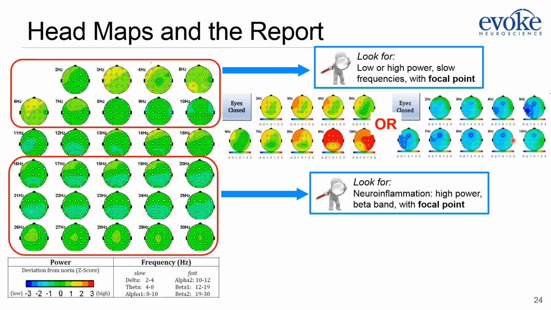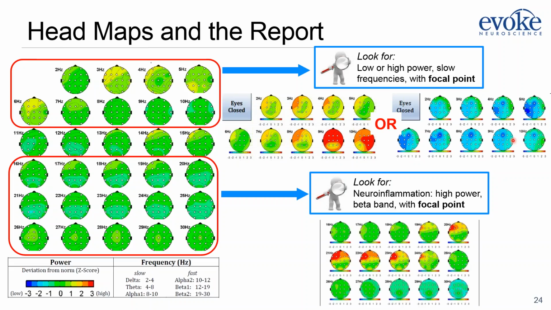And typically we see neuroinflammation after things like a motor vehicle accident, and it kind of represents that the brain is inflamed, having a cytokine reaction to the injury that occurred. So neuroinflammation looks like high power in the beta band, again with a focal point. So see how the red, the high power, is confined to one region. So that's neuroinflammation, but it's focal, and that can be linked to things like a motor vehicle accident or a really severe concussion from a sports injury.